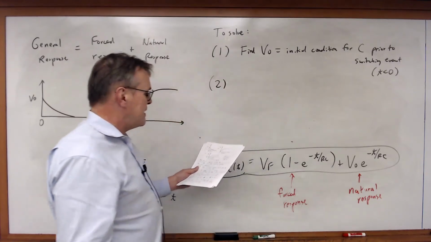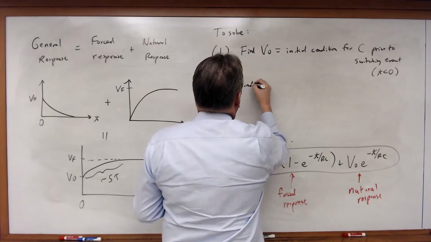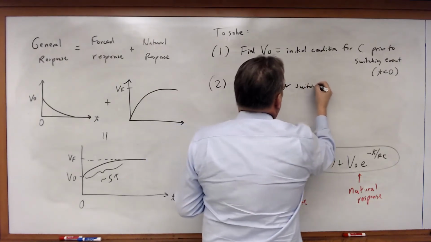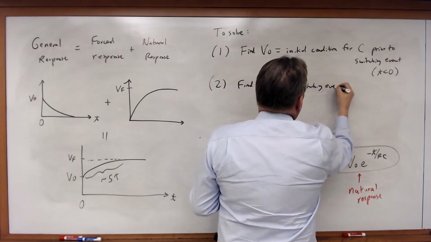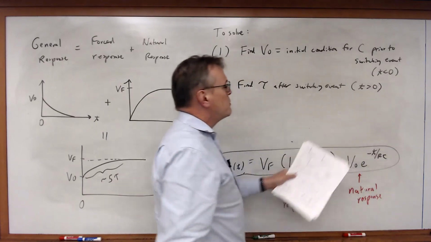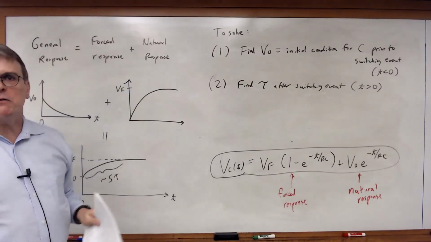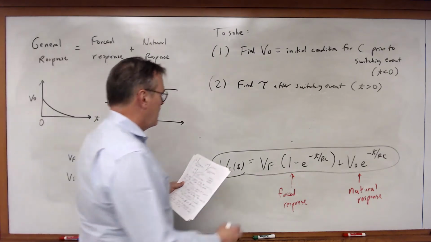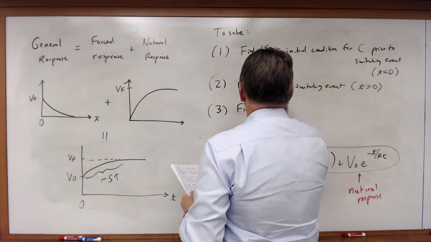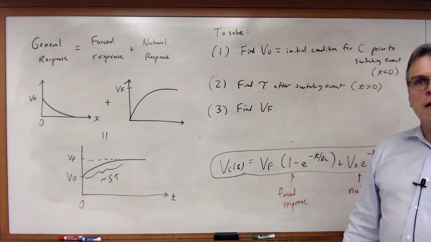Next, you need to find tau after the switching event. And once again, we're going to assume this switching event happens at t equals 0. We've already done these for the natural response. Now we must also find VF. That is the final condition of the capacitor.